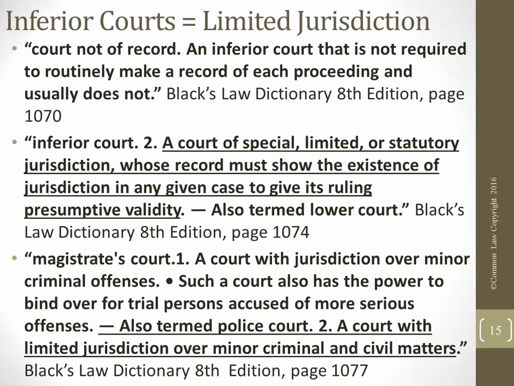And in Canada, that's a provincial court. In Canada, the Queen's Bench is the superior court of general jurisdiction. In Texas, all the magistrates' courts in each city, that's an inferior court. Okay, the city court, that's a police court. That's an inferior court. In Texas, the superior or the district court is the superior court of general jurisdiction. Magistrates court, a court with jurisdiction over minor criminal offenses. Such a court has the power to bind over for trial persons accused of more serious offenses, also termed a police court. Okay, yeah, right. A court with limited jurisdiction over minor criminal and civil matters, and these are all taken from Black's Law Dictionary, 8th edition.